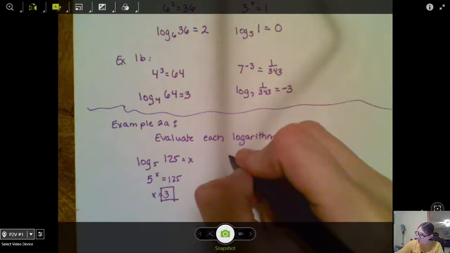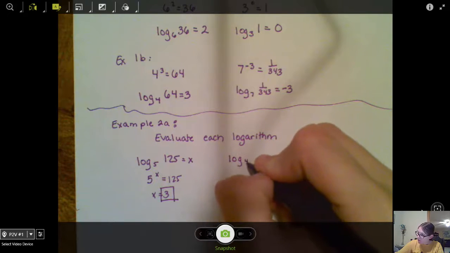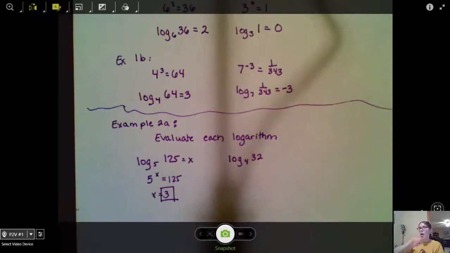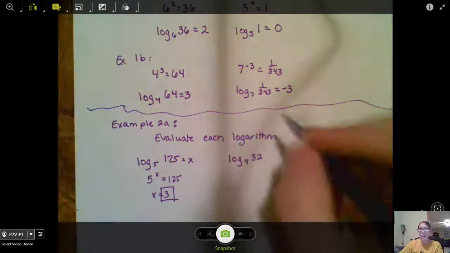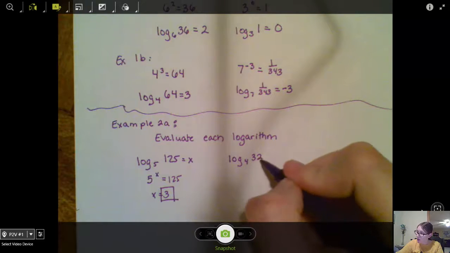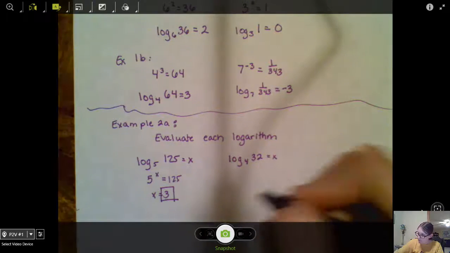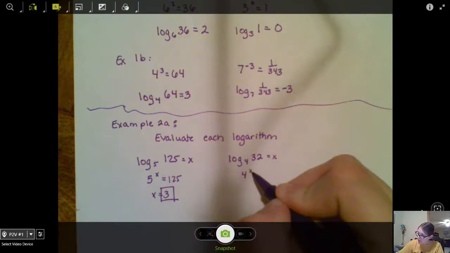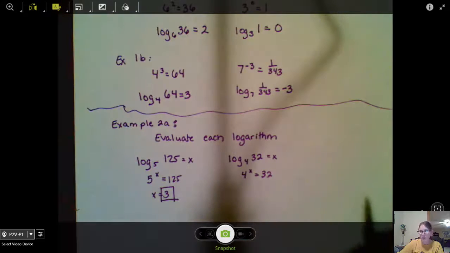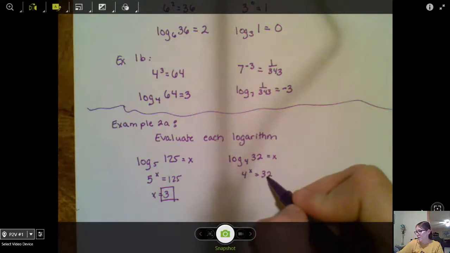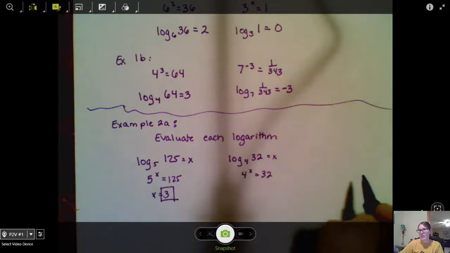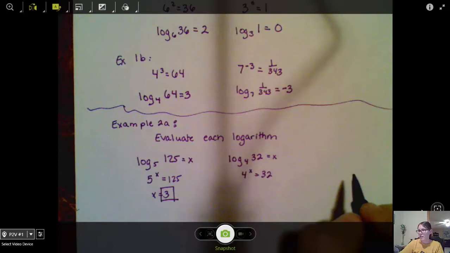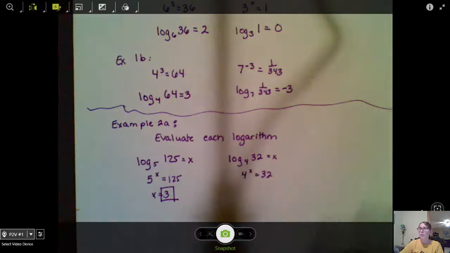Let's do log base 4 of 32. Again, it helps to think of what this means in exponential form. So I'm going to put that this equals x again. Well, 4 to what power is 32? 4 to the second power is 16. 4 to the third power is 64. Well, shoot, that doesn't work. So it's not going to be a whole number here.